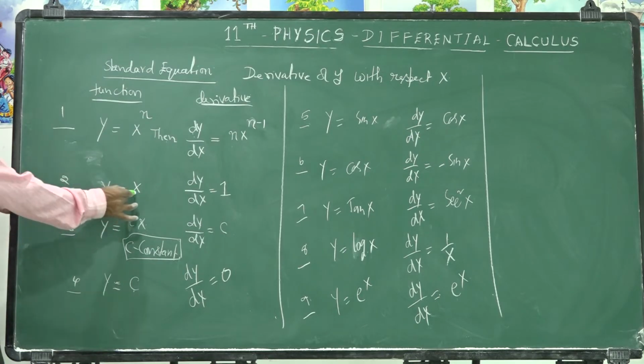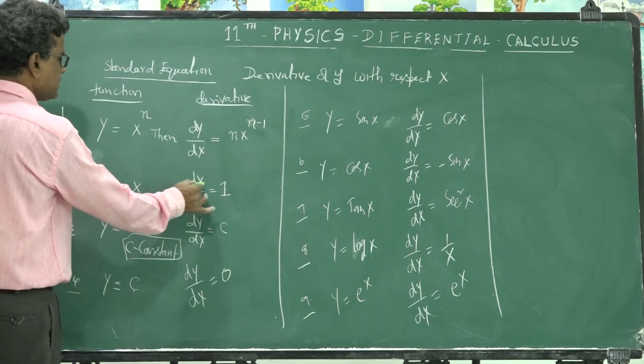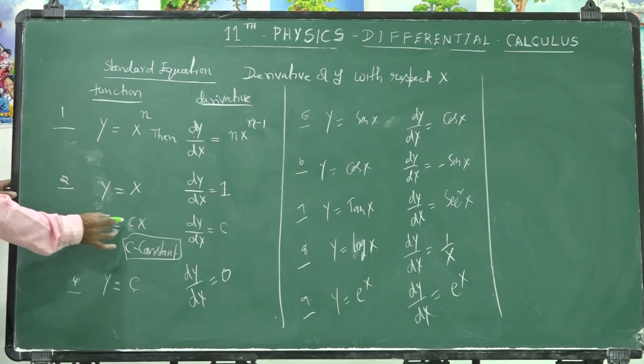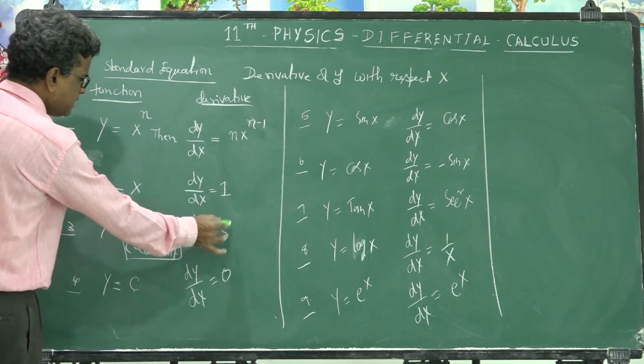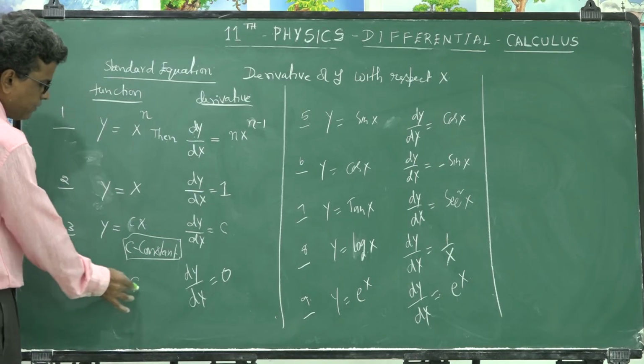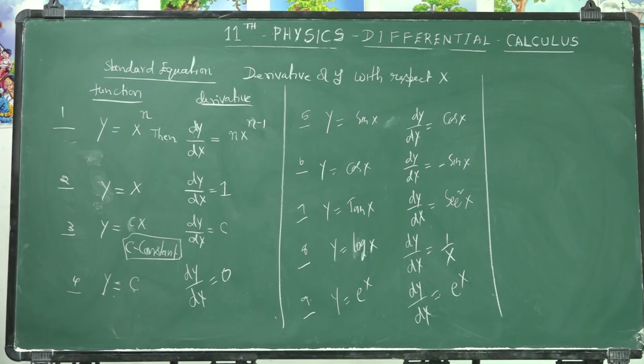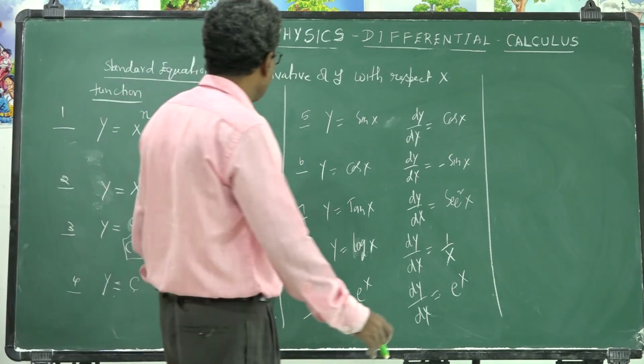Y is equal to x, suppose, then dy by dx is 1. Y is cx, then dy by dx is c. Y is equal to c. Suppose there is only a constant you are deriving. That means the constant won't vary. That is the meaning here. Dy by dx is 0.